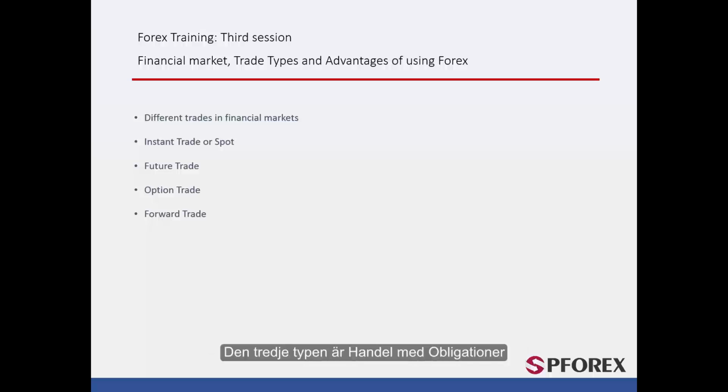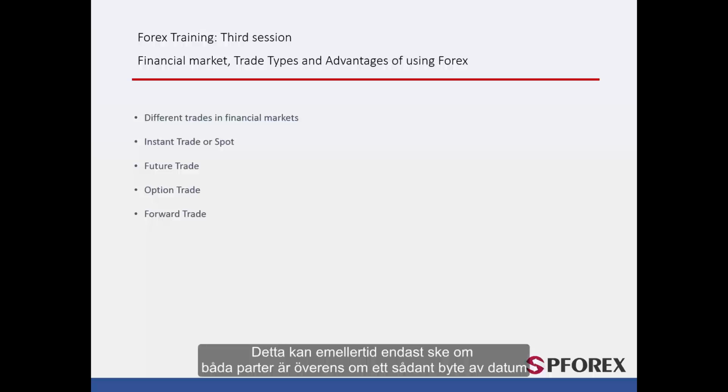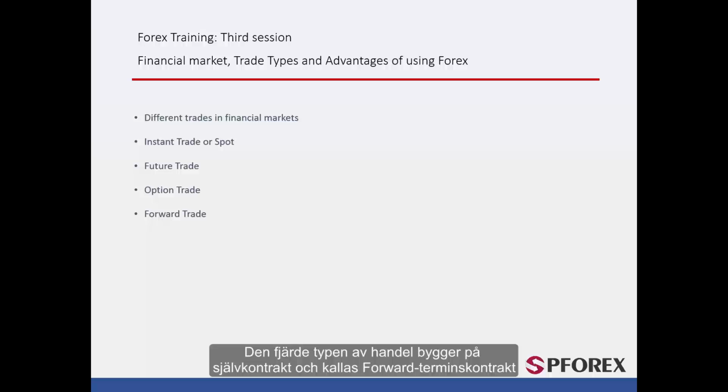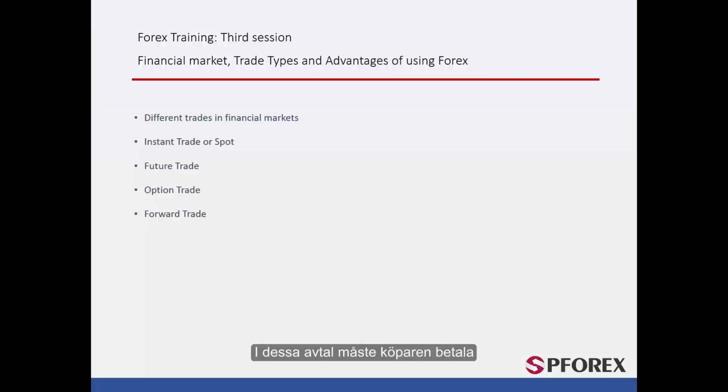Option trade. The third type of trade is called an option trade. These are exactly the same as the future trades we just looked at, except that the agreed upcoming date of the trade can be changed. However, this can only be done if both parties agree on the change of date. The consequence of this increased flexibility is that these trades are more expensive to make. Forward trade. The fourth type of trade is about self-contract and is called a forward trade. In these trades, the buyer is required to pay the full amount up front and receive the goods on a future date.